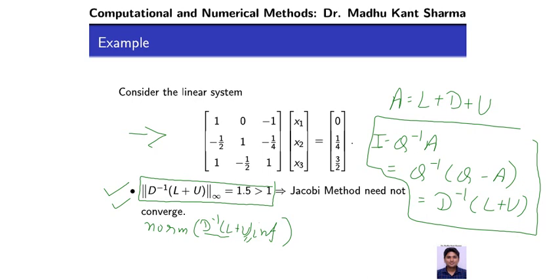Okay. So what can you do? So you require a necessary and sufficient condition, so that you can guarantee whether the method converges or does not converge. Okay, so we are now going to derive the necessary and sufficient condition for the convergence of a general iterative scheme. Okay, right.